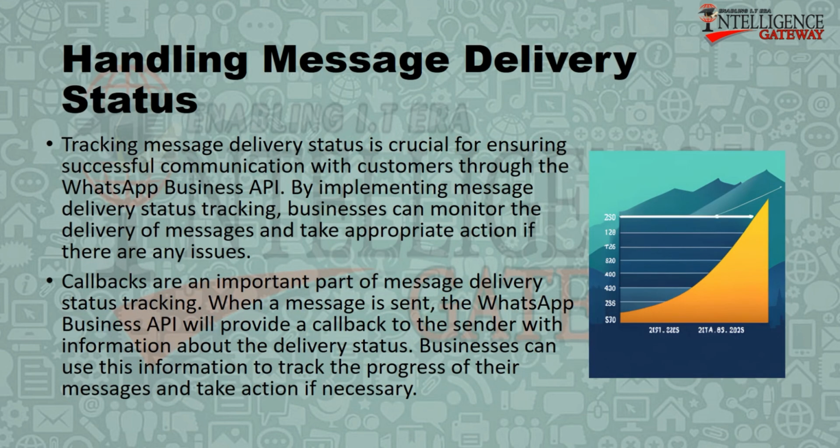Handling message delivery status. Tracking message delivery status is crucial for ensuring successful communication with customers through the WhatsApp Business API. By implementing message delivery status tracking, businesses can monitor the delivery of messages and take appropriate action if there are any issues. Callbacks are an important part of message delivery status tracking. When a message is sent, the WhatsApp Business API will provide a callback to the sender with information about the delivery status. Businesses can use this information to track the progress of their messages and take action if necessary.